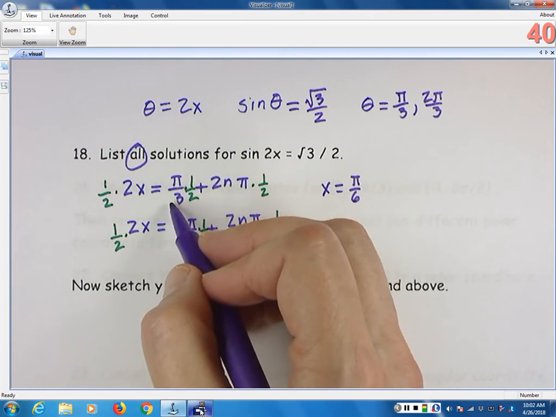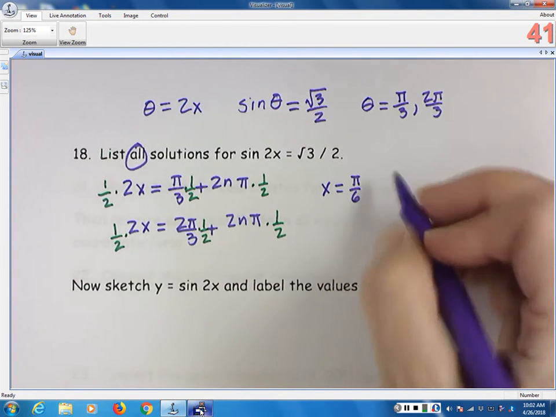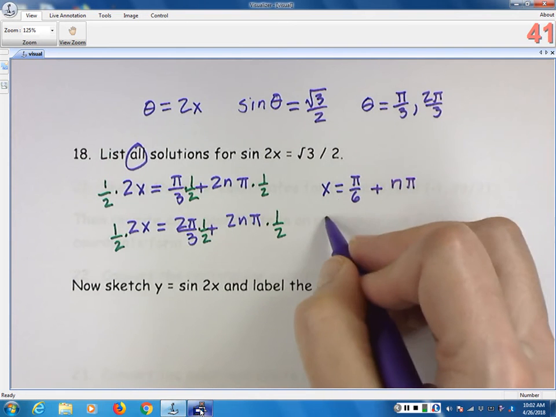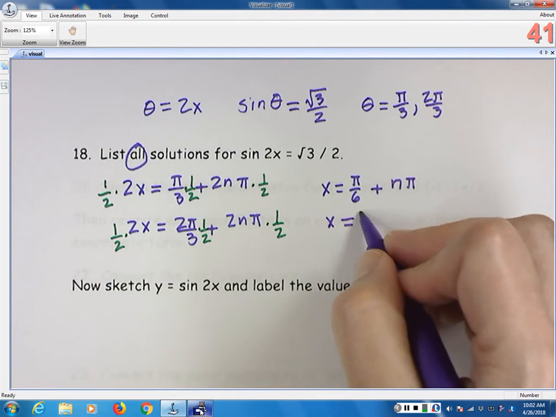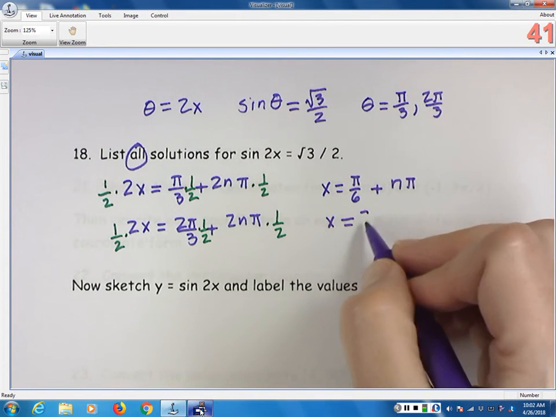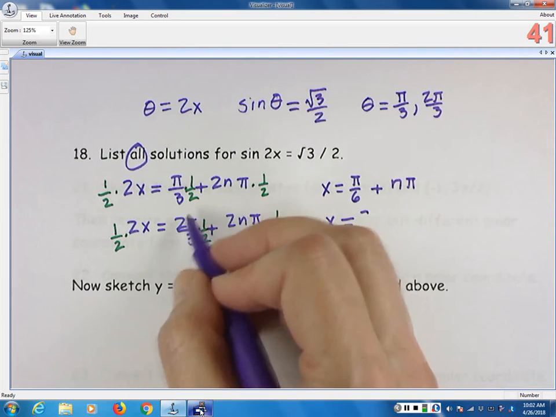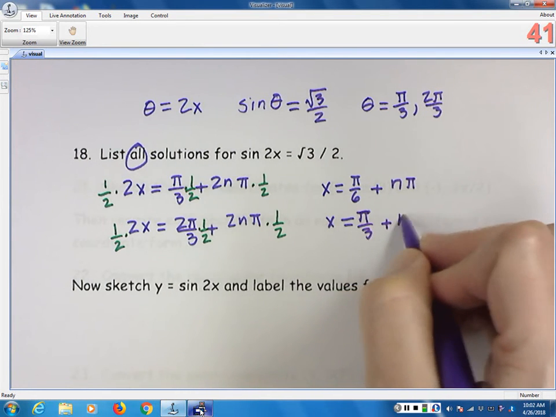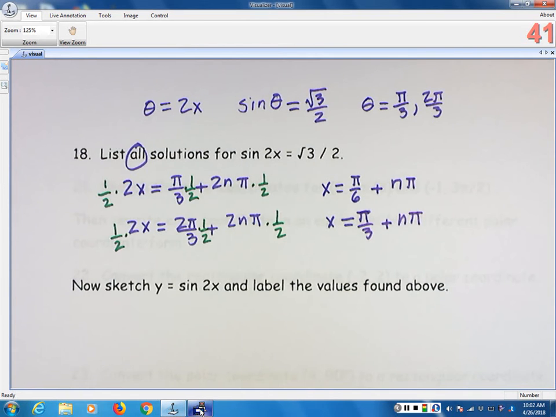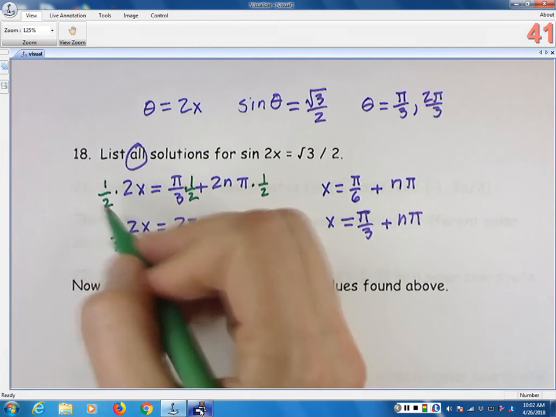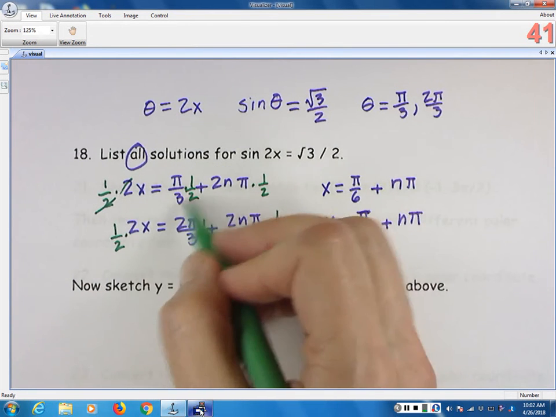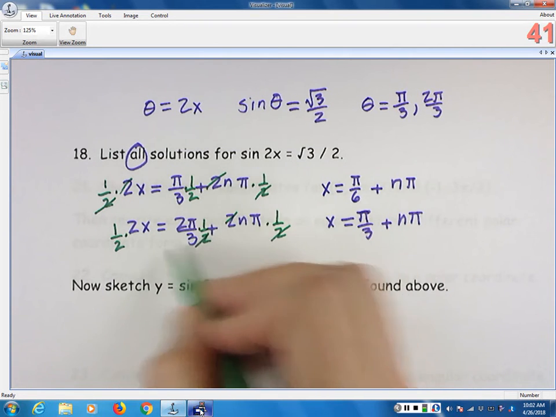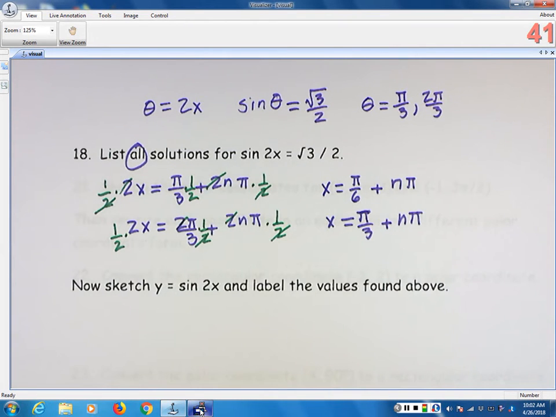1/2 times 1/3 is 1/6 plus n pi, and x equals pi over, the 2's cancel, pi over 3 plus n pi. All those 2's canceled here, and here, and here. These are all the solutions.